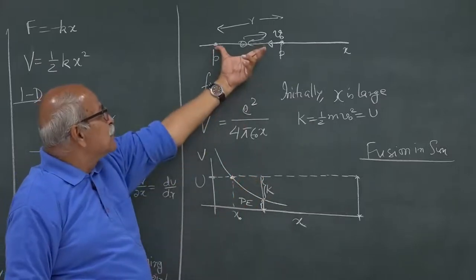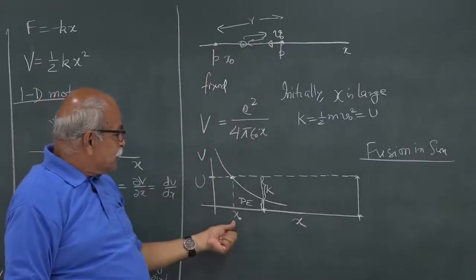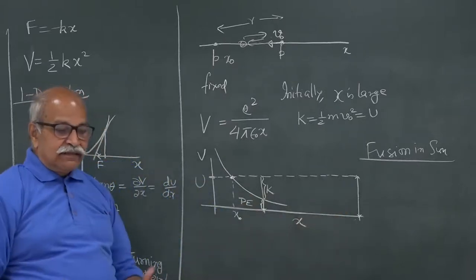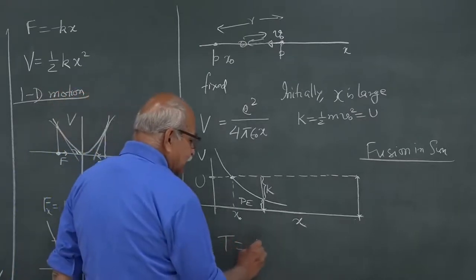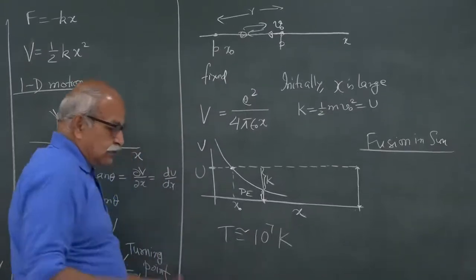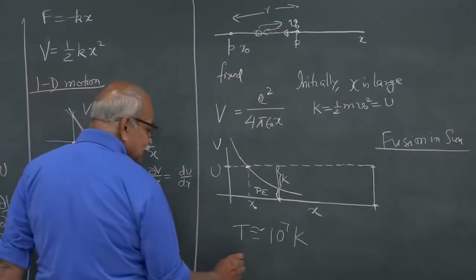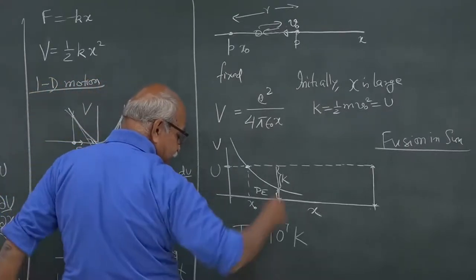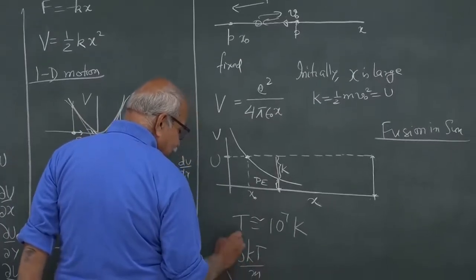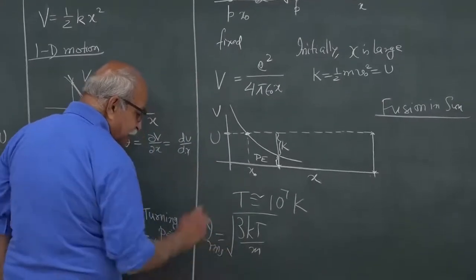The separation between the protons will have a value x naught, which will depend on the initial kinetic energy. Now in the sun, the temperature is some T, 10 to the power 7 Kelvin or so, and you can assume that all the protons are moving with some thermal energies, and you know the random motion, square root of 3kT by m, that is the RMS value of the speed.